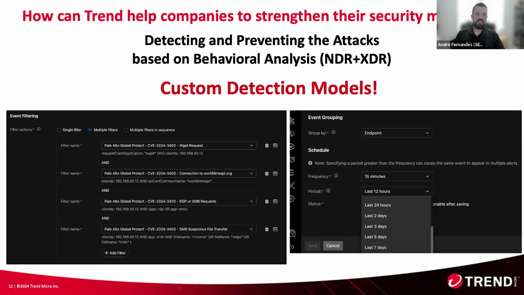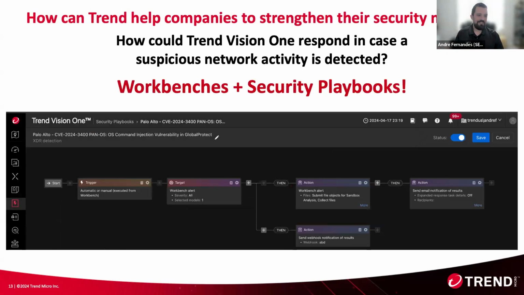But then you may ask, okay, we have the solution highlighting the problem, but what about the response? Because I don't know if this alert will trigger at 2 a.m. or 3 a.m., and I don't know if I will have people to keep watching and monitoring for this attack. So this is the moment when we can connect all of this threat intelligence we generate with the Security Playbooks.